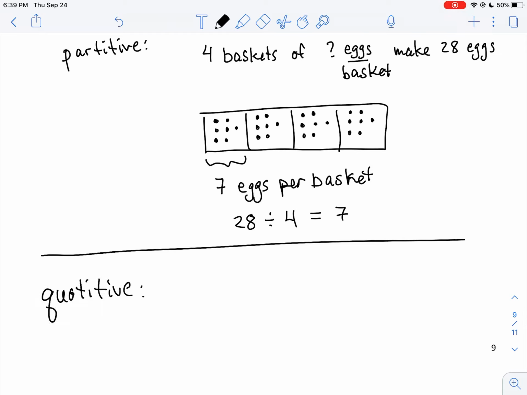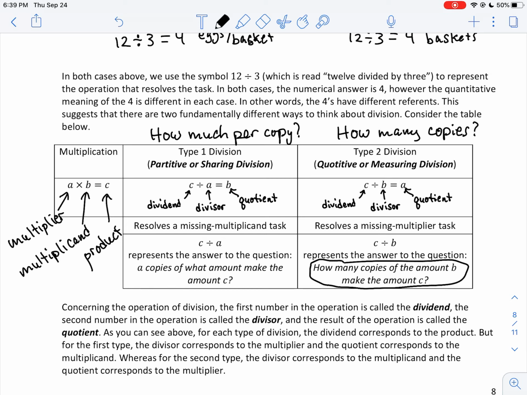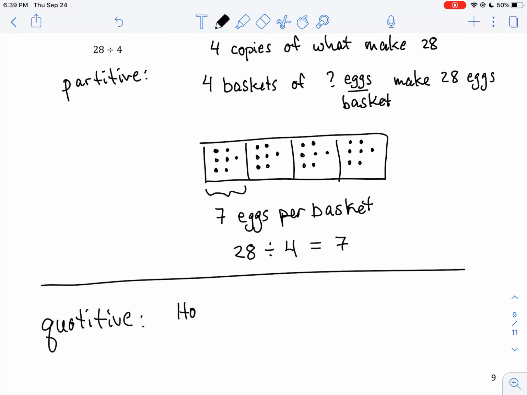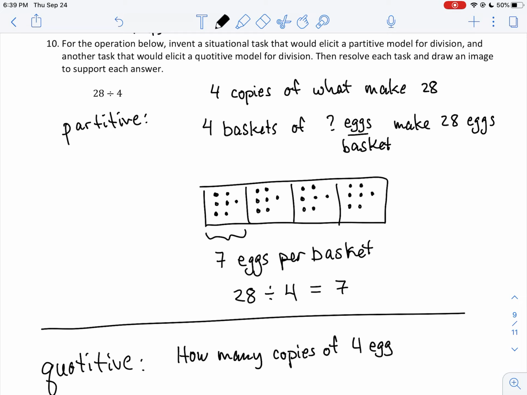All right, back up to our table here. Quotative is our division. We wanted to answer a question like, how many copies of the amount B make the amount C? So this is where you know the multiplicand and you know the product, but you don't know the multiplier. So as a general question, I would say, okay, how many copies of 4 eggs, or we'll just say of 4, we'll make a context here in a moment, of 4 make 28.